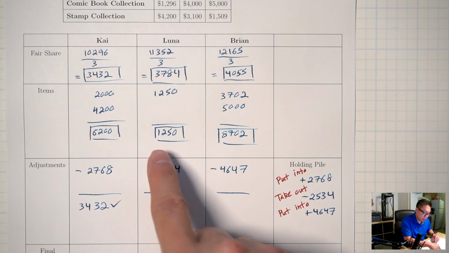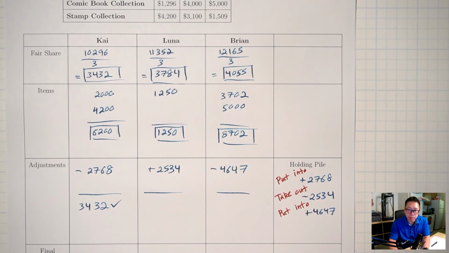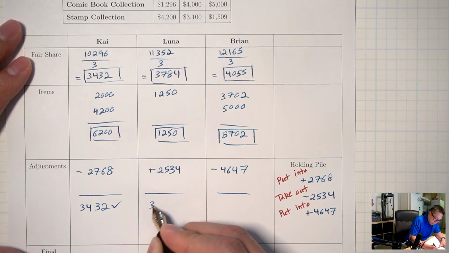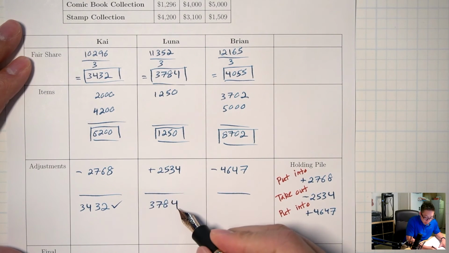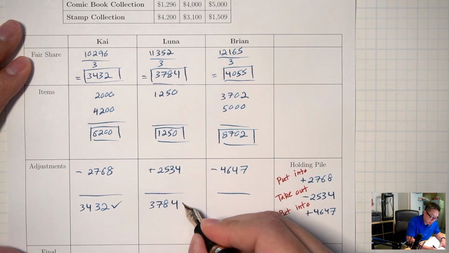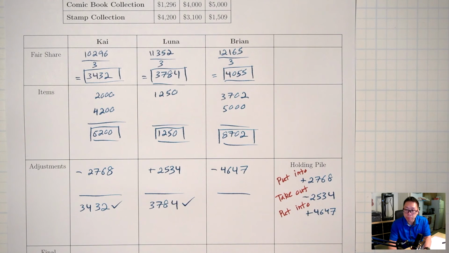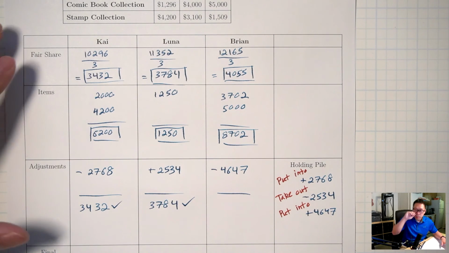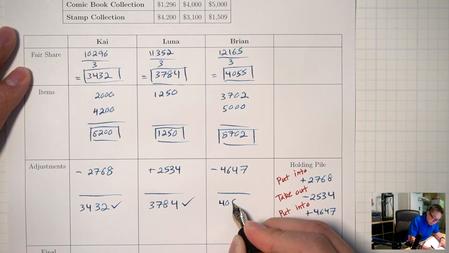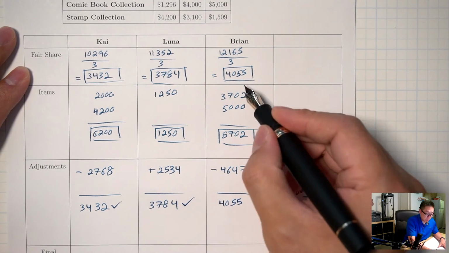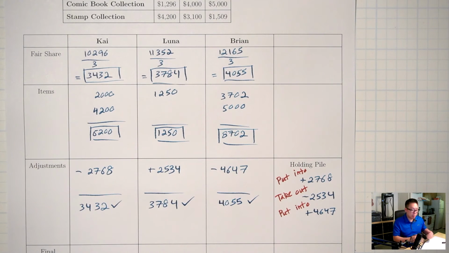For Luna, it's going to be 1250 plus 2534, and she's at 3784. I did expect this to equal the fair share number, so we're good there. And then for Brian, 8702 minus 4647, 4055. It does match the fair share number, so we're good there. Okay, so everybody is at their fair share number, so everyone's happy so far.